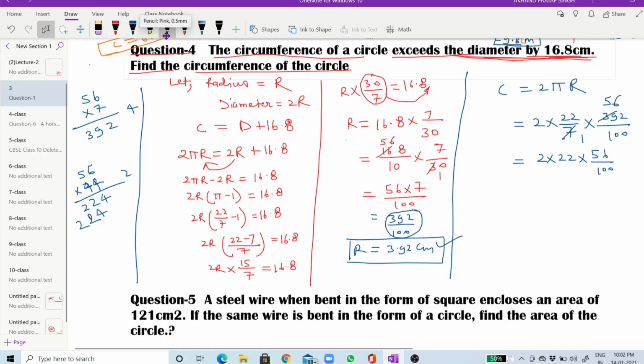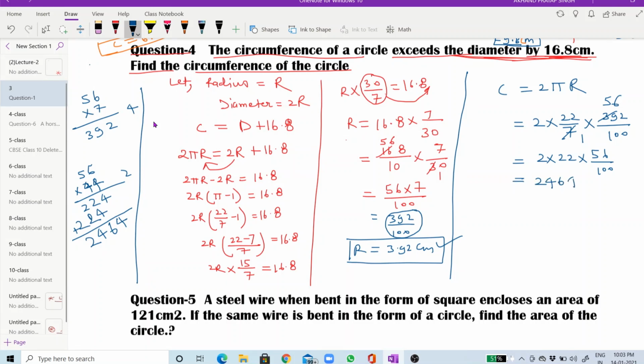Okay. So now add this value, 4 6 4 2. So the value will be 2464 upon 100 and it is equal to 24.64 centimeter. So 24.64 centimeter, this is the circumference.